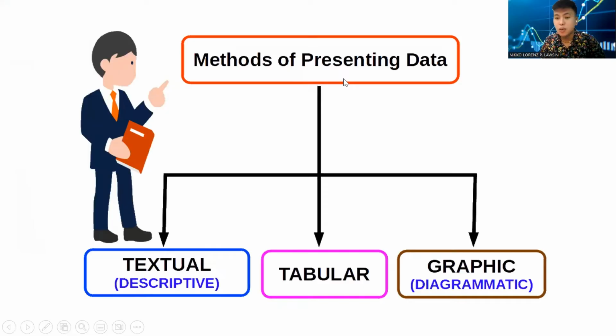In presenting your data, there are three fundamental methods, and these are textual, tabular, and graphical or graphics or diagrammatic. In textual, it uses text or words, while in tabular, it uses table. In graphical, graphics, or diagrammatic, it uses graphs.